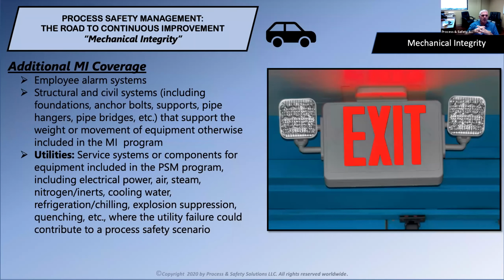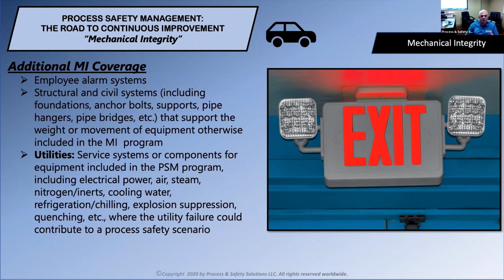So some additional MI coverage that we want to look at is employee alarm systems, making sure that those alarm systems work as intended. Also structural and civil systems. That includes foundations, anchor bolts, supports, pipe hangers, pipe bridges that support the weight or the movement of equipment or are otherwise included in the MI program as well.